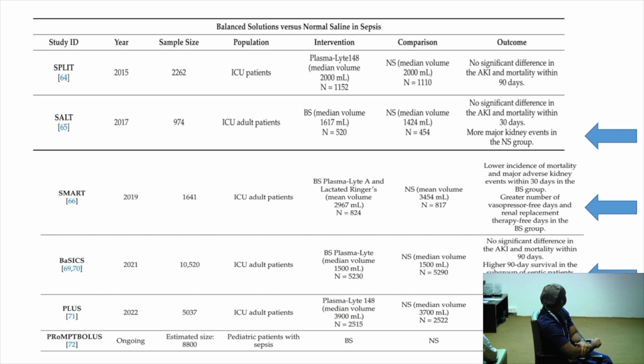But if you go by the studies, a couple of studies, SALT says that there are more major kidney events in the normal saline group. But in the SMART and BaSICS trials, mortality-wise there was not much difference. A subgroup analysis showed better 90-day survival, fewer vasopressor days, and lesser renal replacement therapy. But overall, balanced salt solution is preferred, though normal saline is equally good.